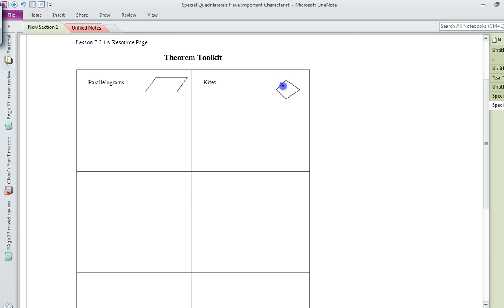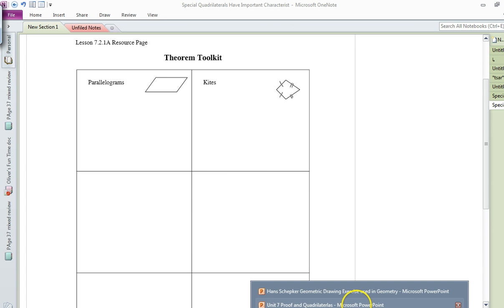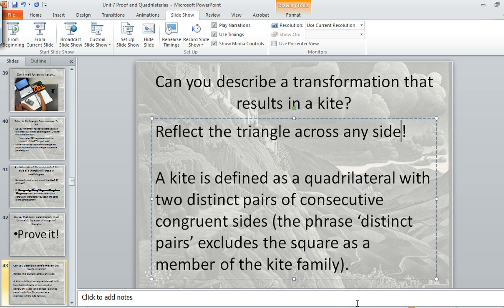The kite is defined as a quadrilateral with two distinct pairs of adjacent congruent sides. So let's take a look at that definition. By reflecting the triangle across any side, we can create a quadrilateral known as the kite, which is defined as a quadrilateral with two distinct pairs of consecutive congruent sides.